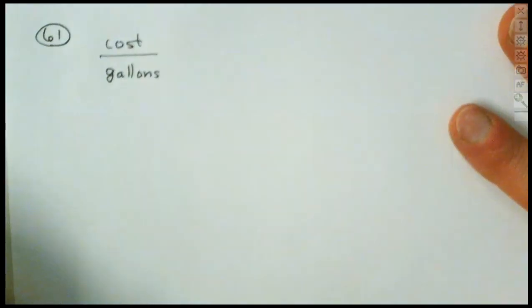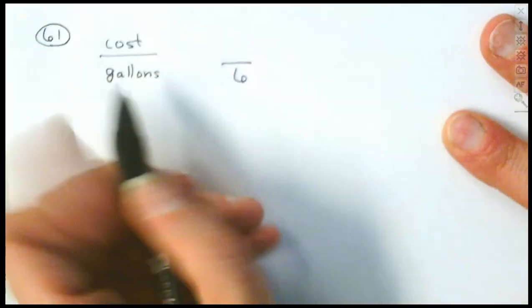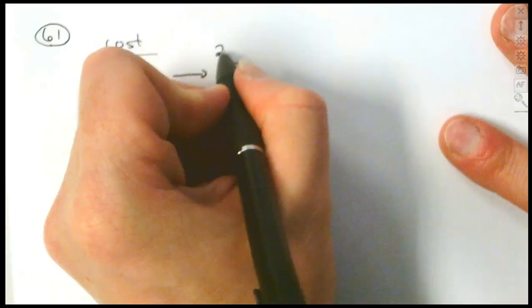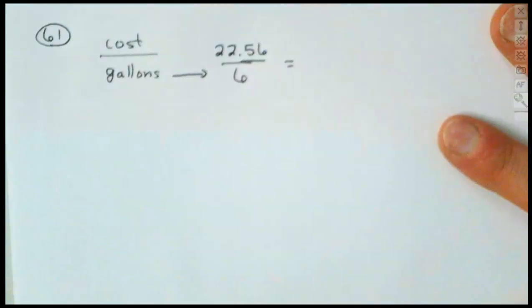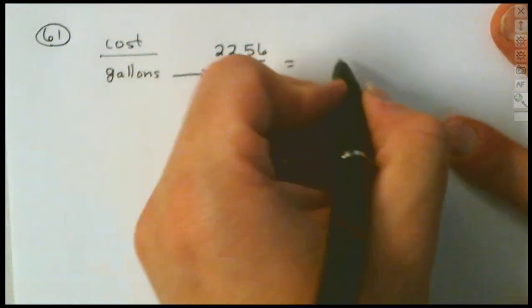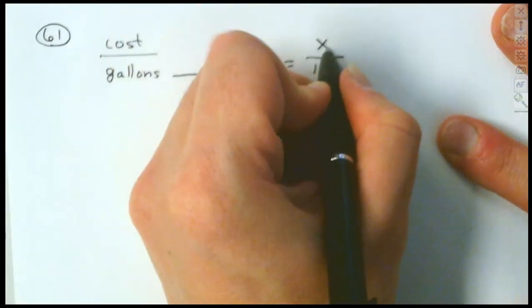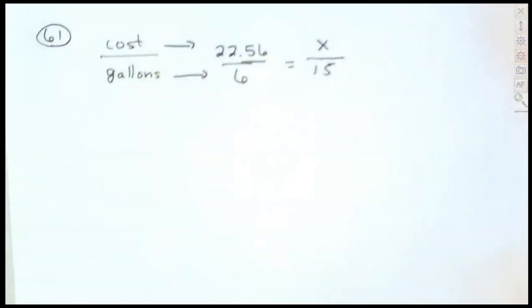So let's now go ahead and set up our ratio. So 6 gallons of premium gasoline. 6 gallons going to go down here. And that's 6 gallons of gasoline that costs $22.56. I want to fill up my tank. And my tank holds 15 gallons. And I don't know how much that's going to cost. So I'm going to put the X right there, because that's the unknown cost. Is everyone okay with how we did that? Set up a ratio, solve it. We now just simply cross multiply.